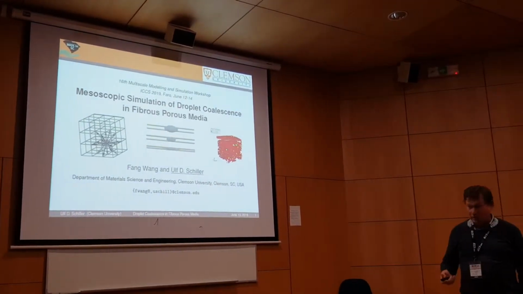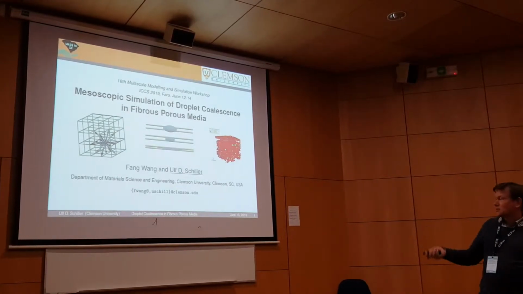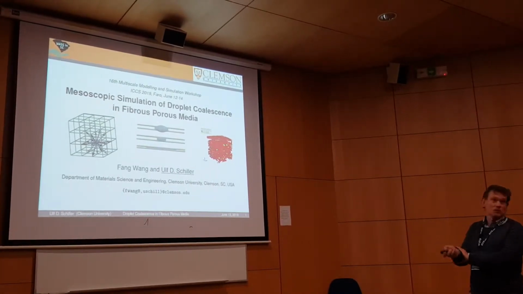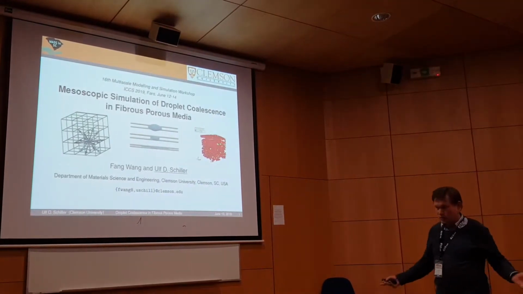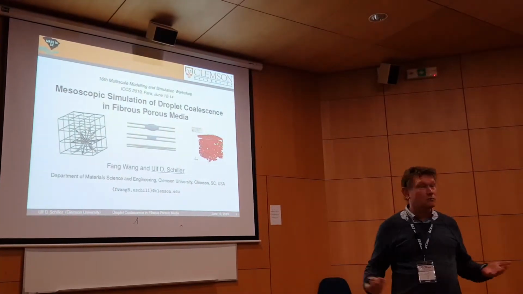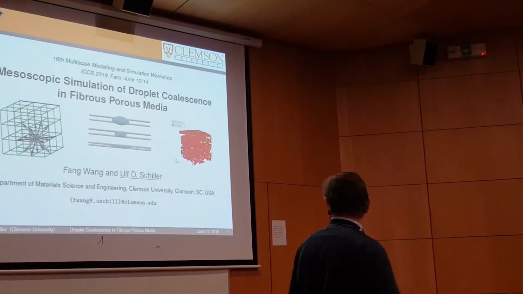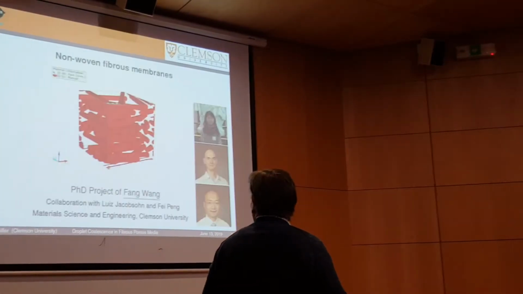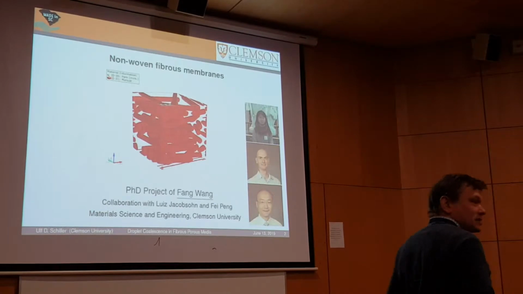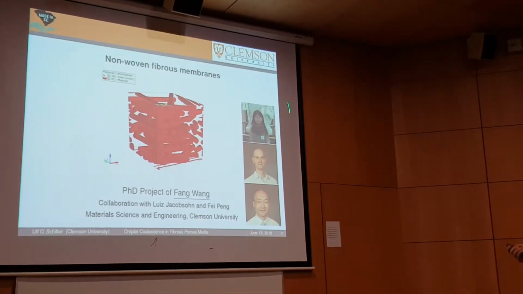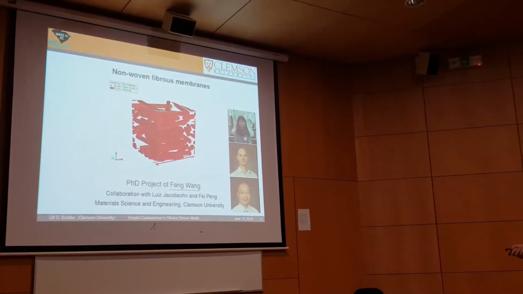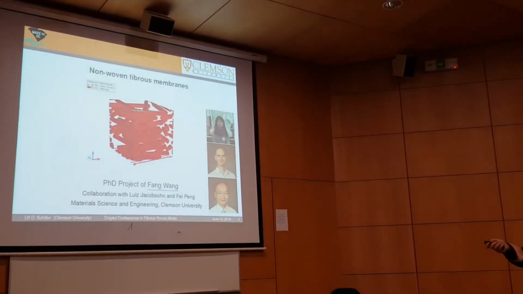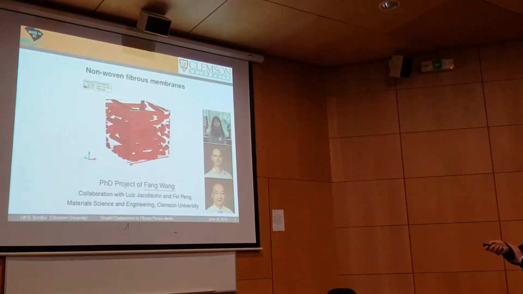And we model them using the Lattice Boltzmann method, which is a kinetic model working on the mesoscopic scale, basically. And that allows us to look at macroscopic properties of these materials that would be interesting for manufacturing and processing. As Derek also mentioned, this is a PhD project of my student Fang Wang, and we got interested in this because my colleagues Louis and Fei-Pang can actually make such materials. So this is our computational model.